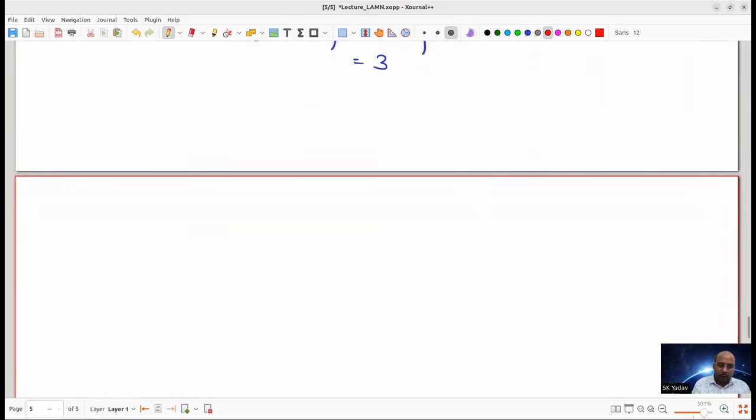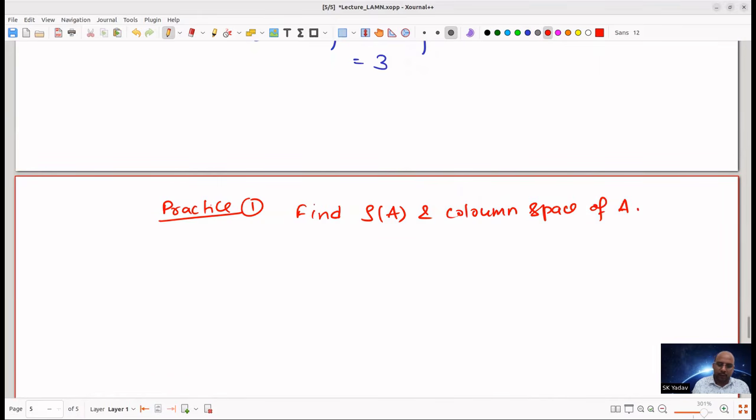So I will write practice problem 1, that you can find out rank of matrix and column space of A, where matrix A is given as 0 1 minus 3 minus 1, and then 1 0 1 1, and then third row is 3 1 0 2, and fourth row is 1 1 minus 2 0. So this is the matrix for which I need to find out column space and rank of matrix.